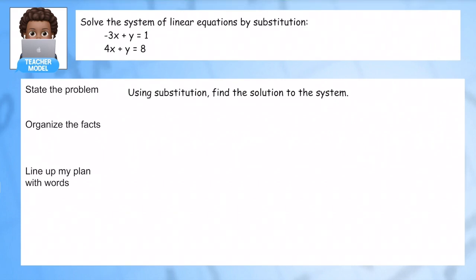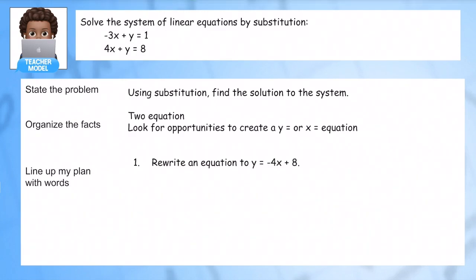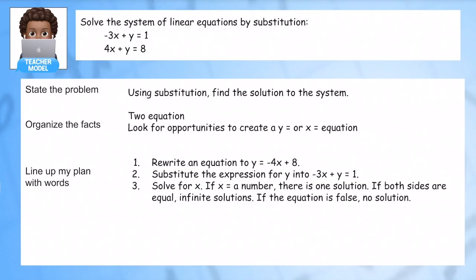I'm going to use substitution to find the solution to the system. I have two equations, and I'm going to look for an opportunity to create a y equals or an x equals. And just looking at this one, it's much easier to do y equals for either equation. So here's my plan. I'm just going to rewrite an equation to create y equals negative 4x plus 8. And then I'm going to substitute that expression for y into negative 3x plus y equals 1. I'm going to solve for x. This is just like in the last lesson.